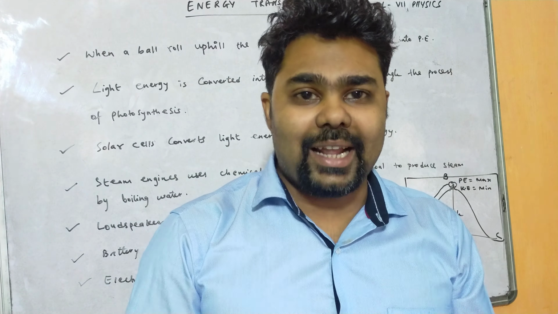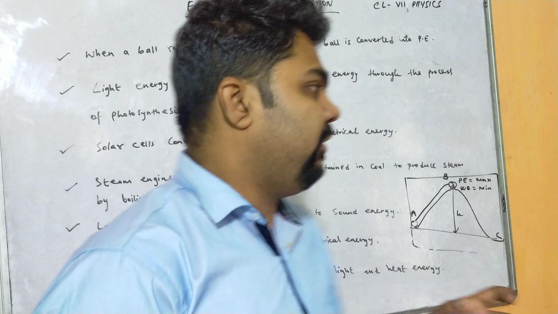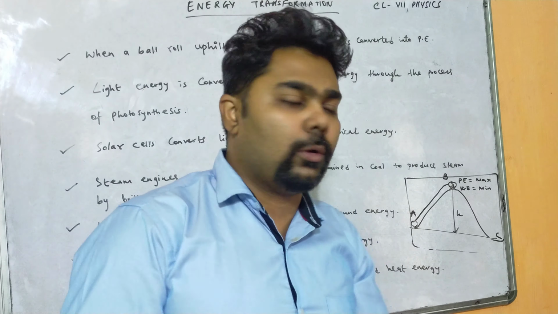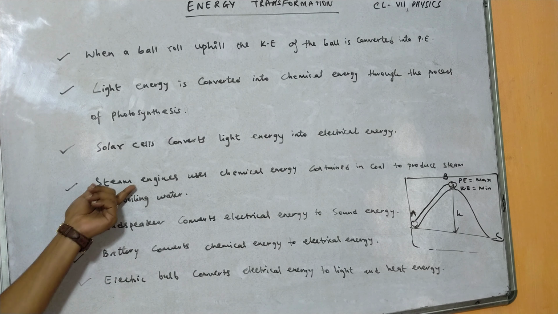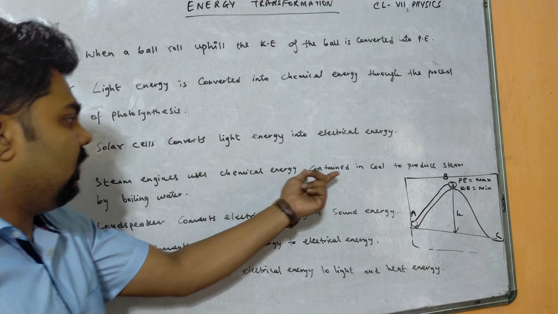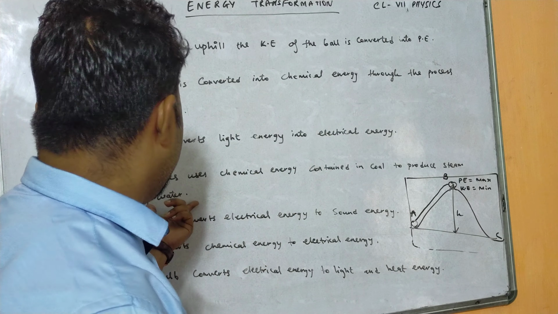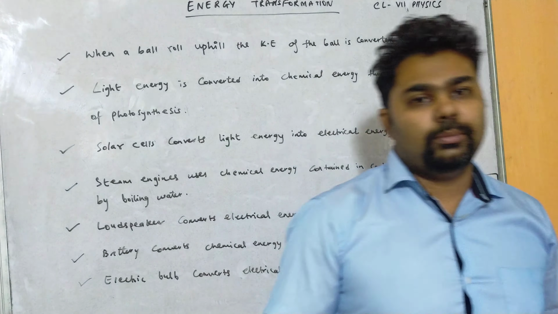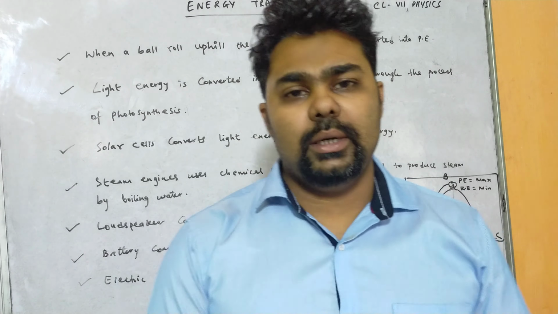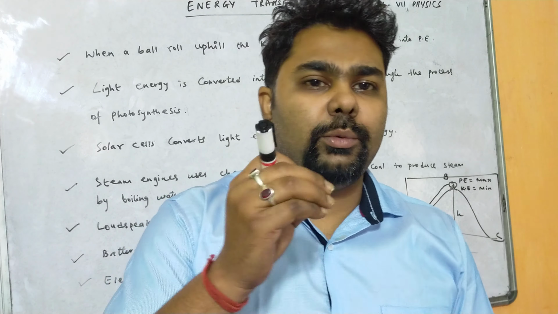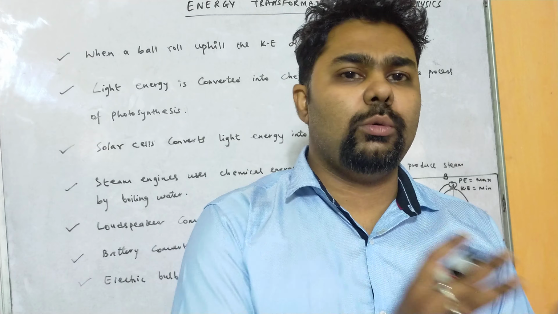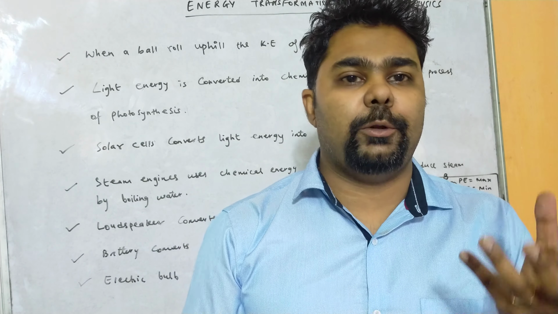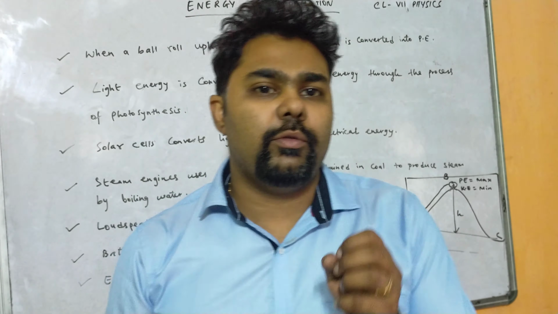They give us light. That is LED, which is like the solar lights you see near amusement parks. Next, steam engines use chemical energy contained in coal to produce steam by boiling water. Steam engines burn the coal, and the chemical energy contained in the coal is converted into heat. Due to the heat, the water gets boiled up and produces steam, which lets the engine move forward.